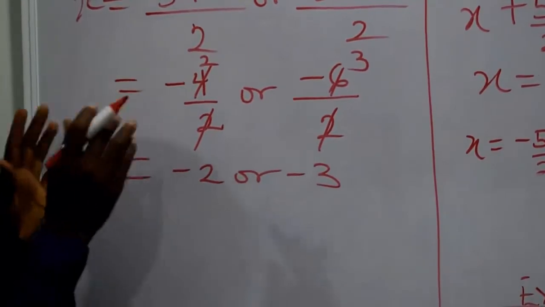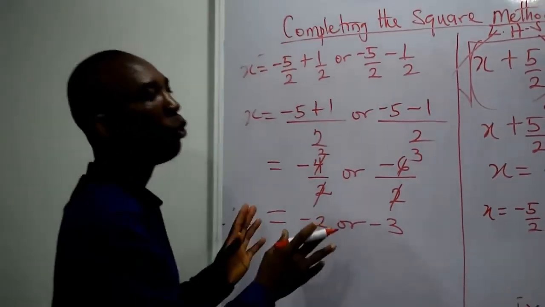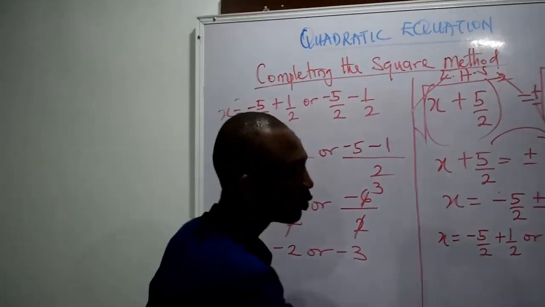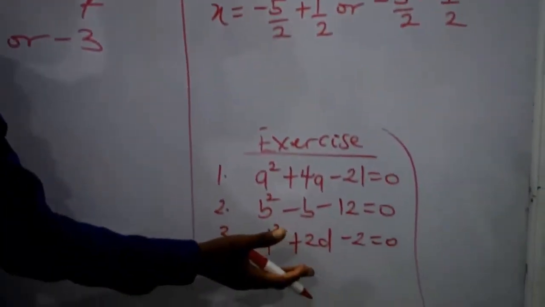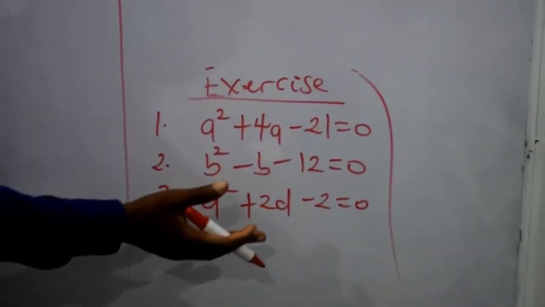This is how to use the completing the square method to find the roots of a quadratic equation. I'm going to leave you with this exercise. Solve this and send your answer under the comment box.